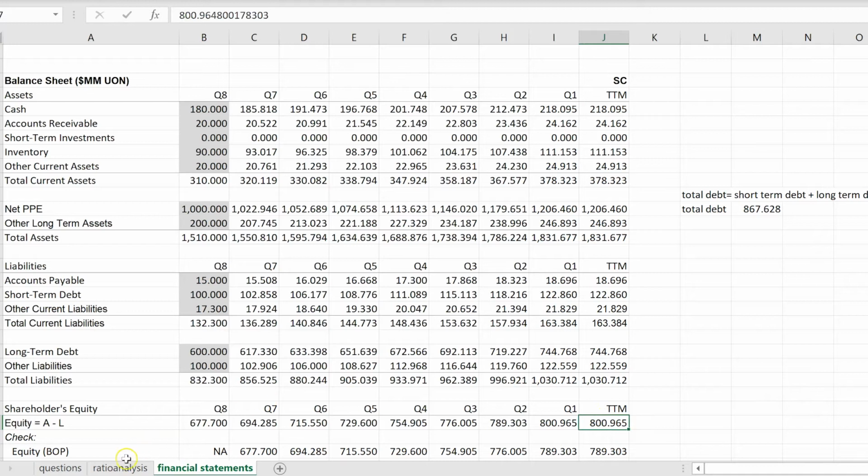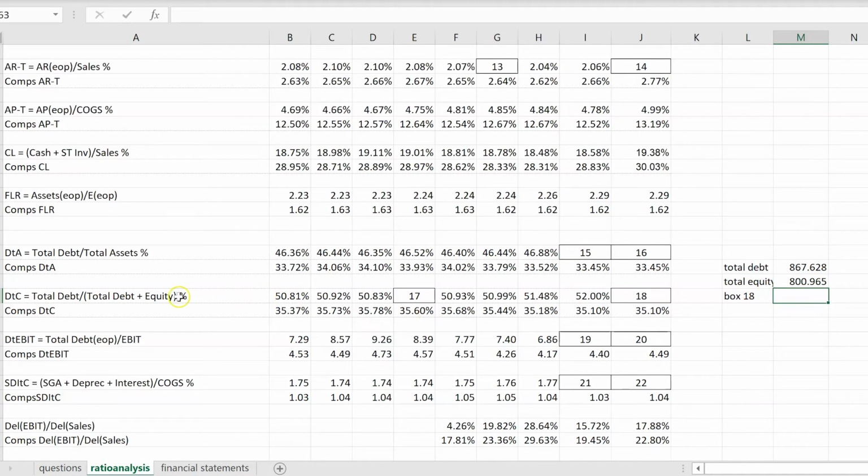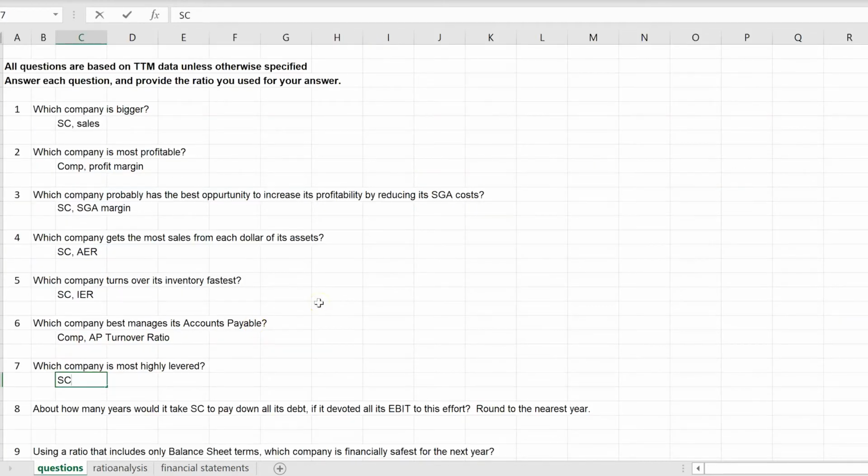12 trailing months, 800.965. To solve for box 18, we are just going to use the capitalization equation. So that is total debt divided by total debt plus total equity. And this just tells us what percent of the firm's capitalization is financed by debt. And we get 0.52, or in other words, 52%. And so this tells us that Sound Capture finances a lot more by debt than its comparable company. In other words, they are more highly levered. So that's the answer to this question, Sound Capture, and it's because we looked at the debt to capitalization ratio.